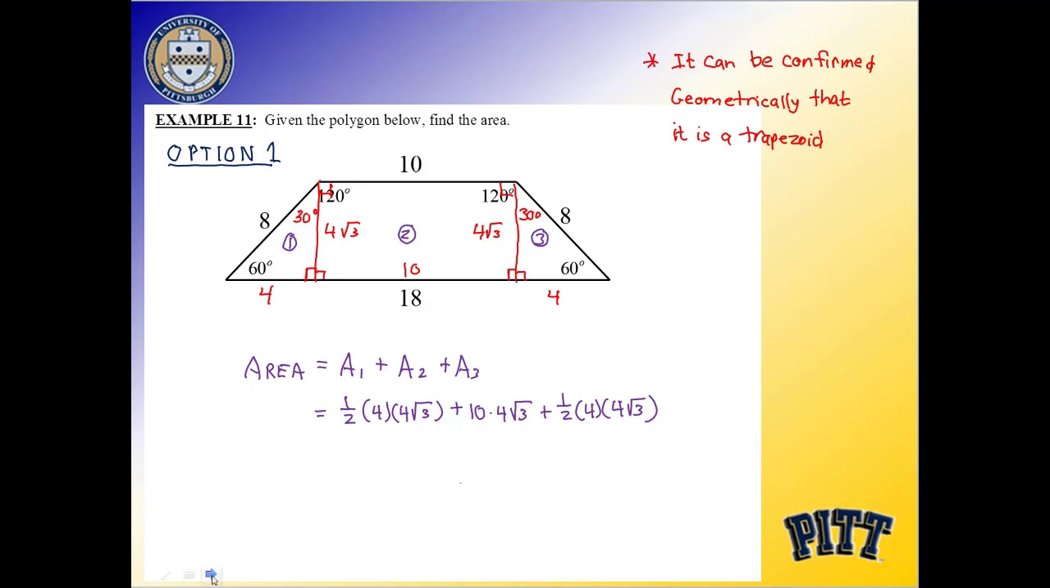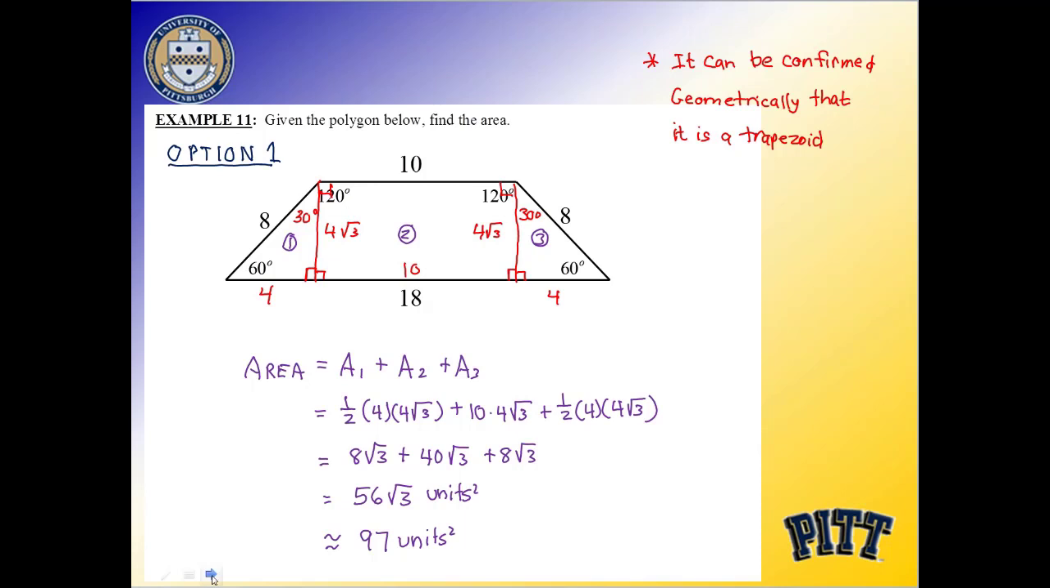So I had that for 1 and 3 because they're the same triangles. The rectangle is just going to be 10 times 4 square root 3. When I work these out, I get 56 times the square root of 3 square units, which is about 97 square units. So that's one option. Now, if I come up with another option, it should give me the exact same answer. If I have another option that gives me a different answer, then one of those options isn't right.